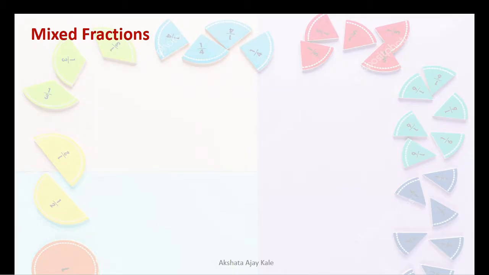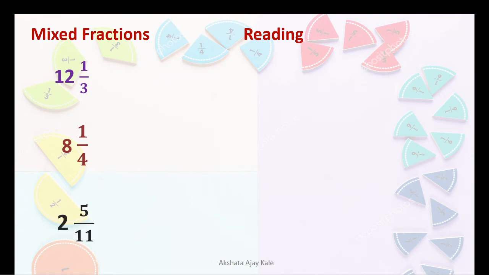Mixed fractions and reading. Here you can see three mixed fractions. We will try to read these given fractions. See, this is the first one, 12, that is whole, isn't it? 12, 1 upon 3. This is a fraction. 12 is whole, so 12, 1 upon 3. The second one is 8, and you know 1 upon 4 means a quarter, isn't it?